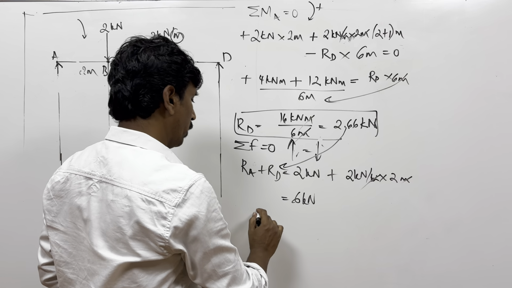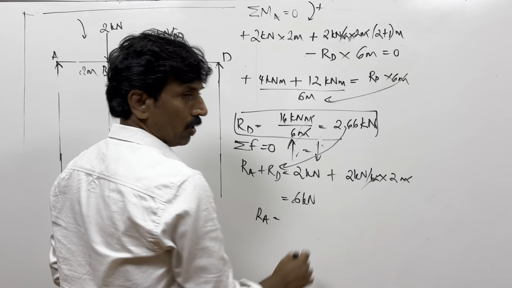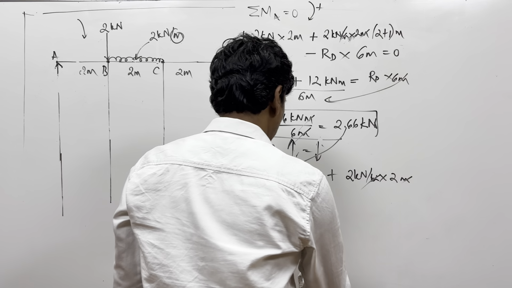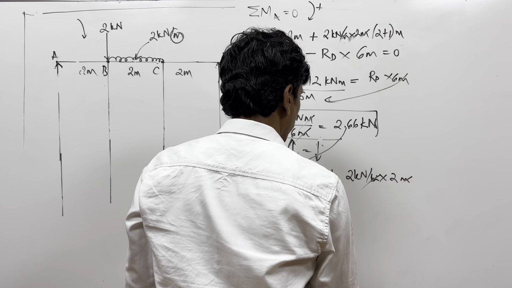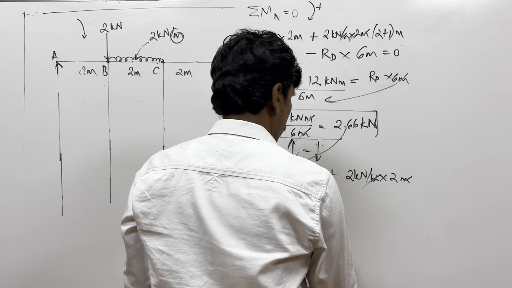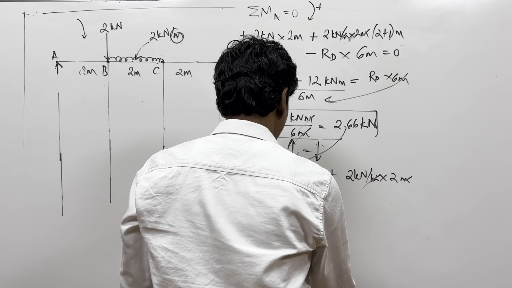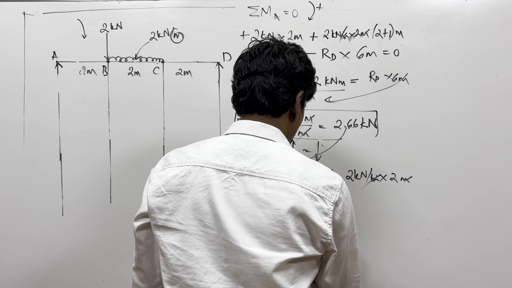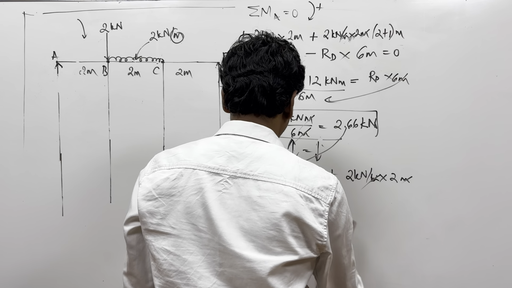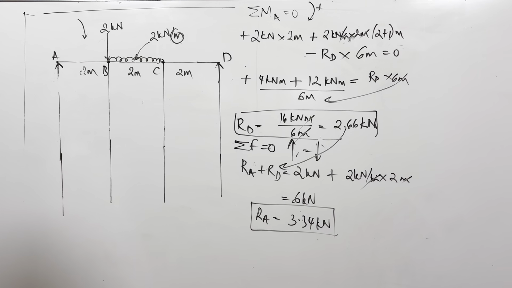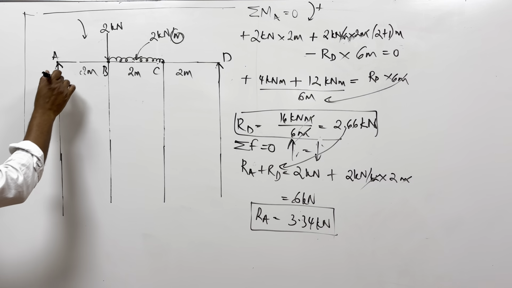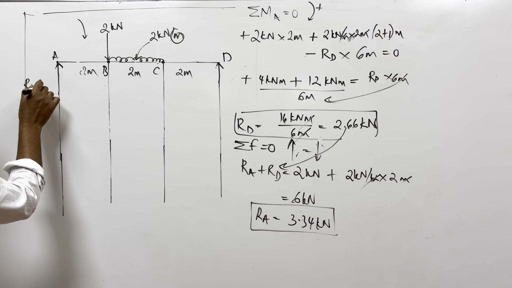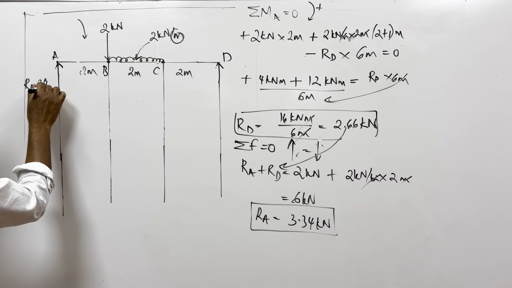So you know the value of RD. What is the value of RA now? 6 minus 2.66. How much is it? It is 3.33, sorry, 3.34 kilonewtons. So here you replaced it with the whole numbers. RA is equal to 3.34.